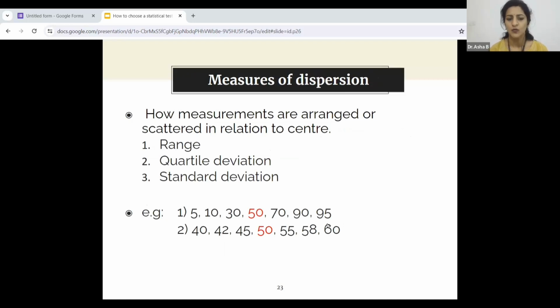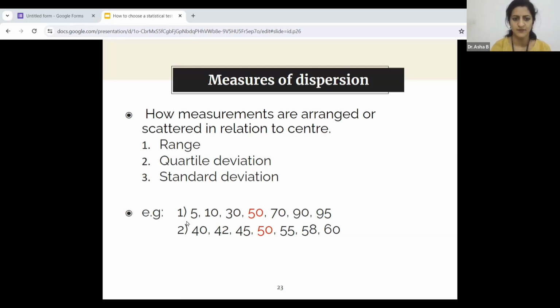The central tendency tells us about a single number, whereas we don't know how the other numbers are scattered around. So to see how they are located or how they are dispersed, we need to see the dispersion values also. In order to know how the scores are dispersed around the central point, we use measures of dispersion. The commonly used ones are range, quartile deviation, and standard deviation.